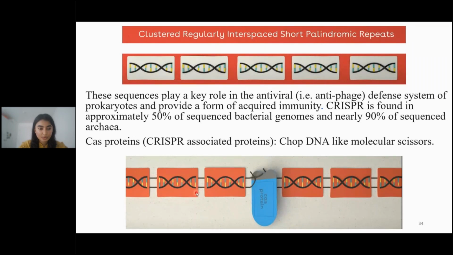Then the Cas protein. These are called CRISPR associated proteins. They literally act as a molecular scissor and chop off the DNA. Here you can see in the diagram they chop off the DNA, and this is the viral DNA. The red one is the viral DNA.